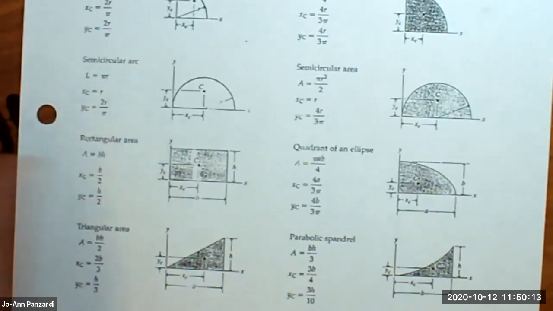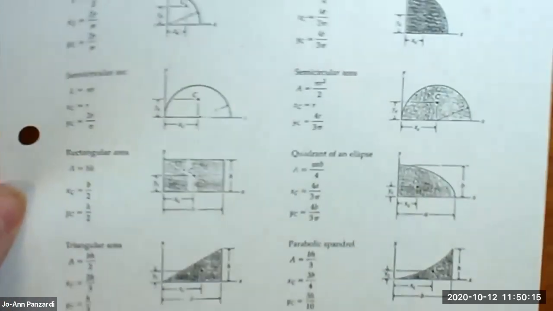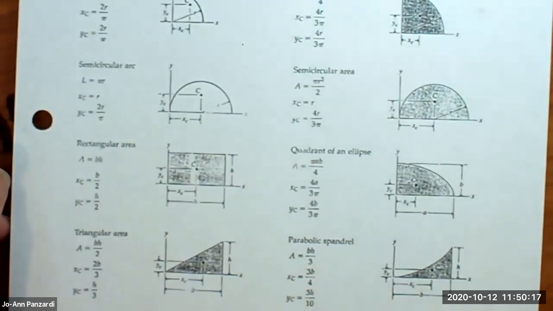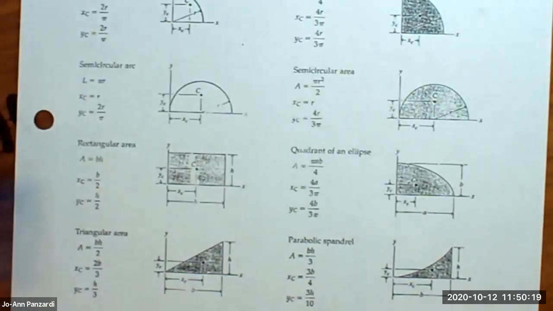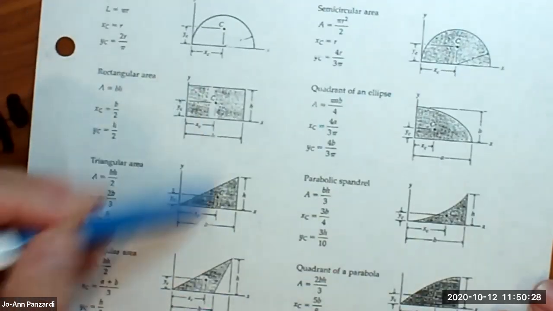And we have this kind of cheat sheet. And this cheat sheet is on your module for distributed loads. And this cheat sheet is also on your module for centroids and center of mass when we get to that. But right now, again, we're only dealing with these rectangular and these triangular ones.